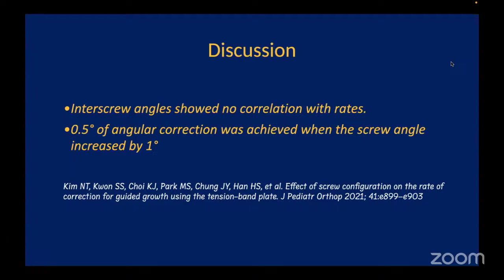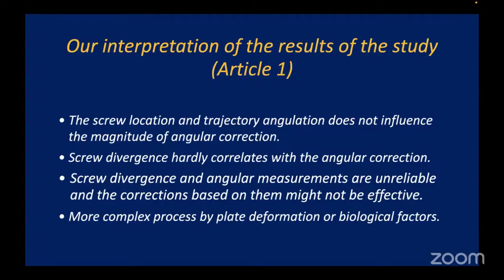Yes, sir. In the further slide, our interpretation for Article 1 was that the screw location and the trajectory angulation do not influence the magnitude of angular correction. The screw divergence hardly correlated with the angular correction, and the screw divergence and angle measurements are unreliable, and the correction based on them might not be as effective. A more complex process involving plate deformation or biological factors is at play when studying growth plate modulation.